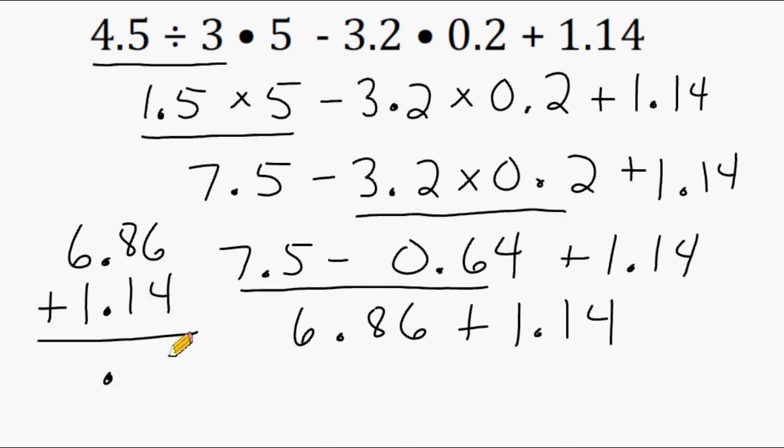This column of numbers is a sum of 10, so we put a 0 here and carry the 1. This column is also 10, so we write a 0 and we carry the 1. And this column here is a total of 8. So this expression here is equal to 8.00, which is the same thing as 8.